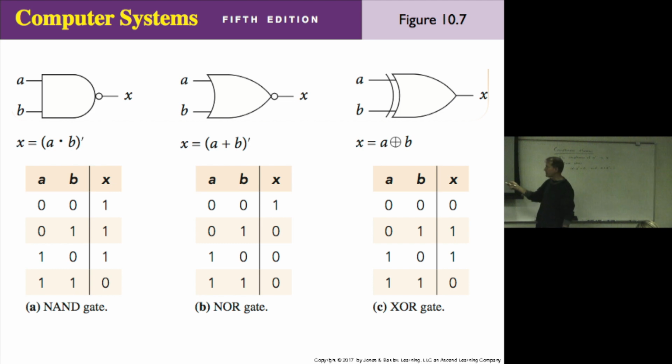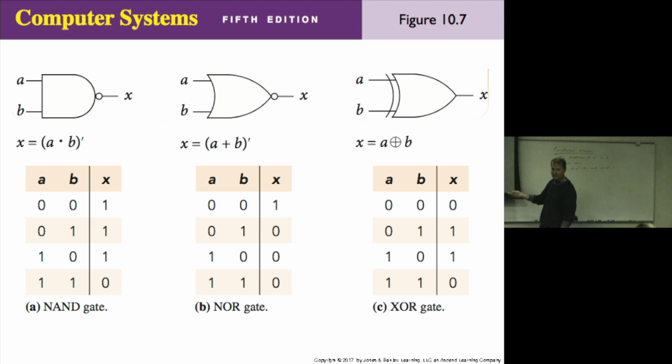Inverter, negation, right? Now look, what is this first gate on the left? First of all, it looks like an AND gate, but what does it have extra? The inverter, that little inverter on the output. So what does that mean? That means it first does the AND, and then what does it do? It inverts it. So that's called a NAND gate.